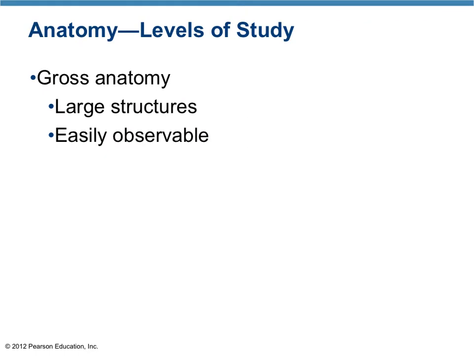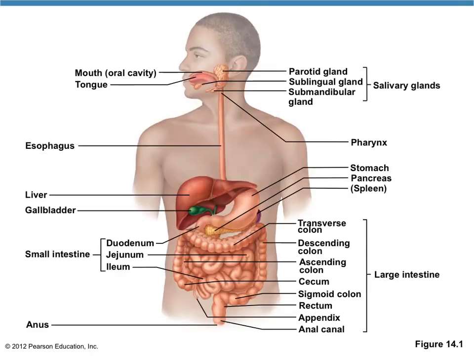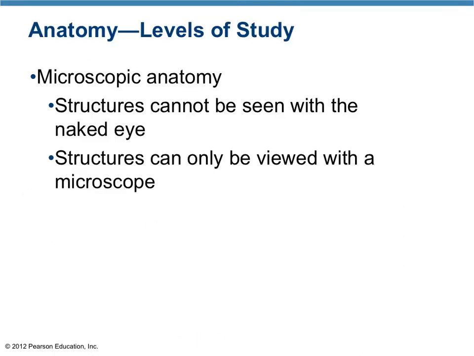The levels of study of anatomy are broken up into gross anatomy, which allows you to look at large structures. They're easily observable and you don't need a microscope. Examples of structures you'd look at in gross anatomy are the mouth or the tongue, the esophagus, the liver. All of those structures are large enough that you can see them without a microscope. We can contrast that with microscopic anatomy. Microscopic anatomy covers structures that cannot be seen with the naked eye, and so they must be seen through a microscope.